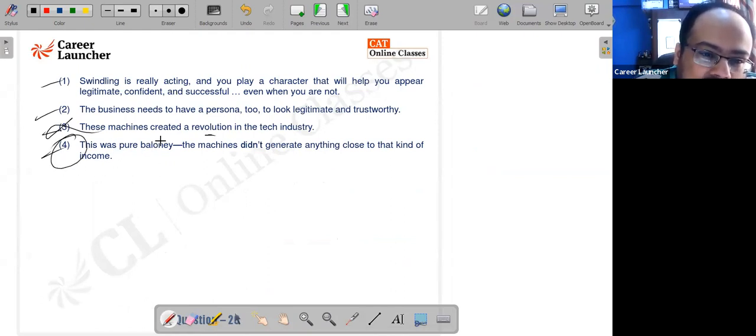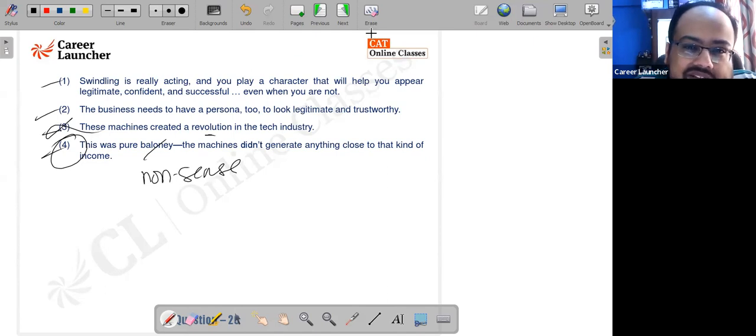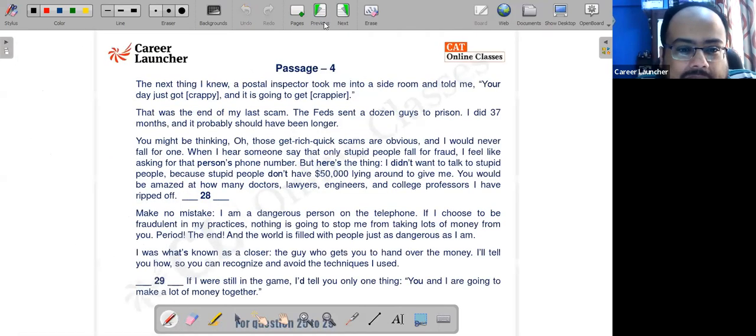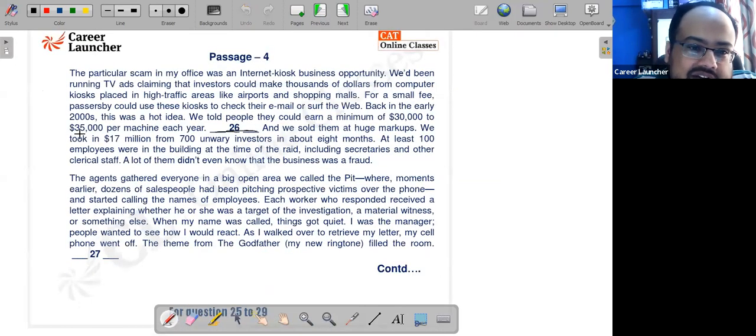This was pure baloney. What does baloney mean? Baloney means nonsense. This was pure nonsense. The machines did not generate anything close to that kind of income. What kind of income? The amount is given: $30,000 to $35,000 per year. So this was pure nonsense. It did not generate anything close to that.